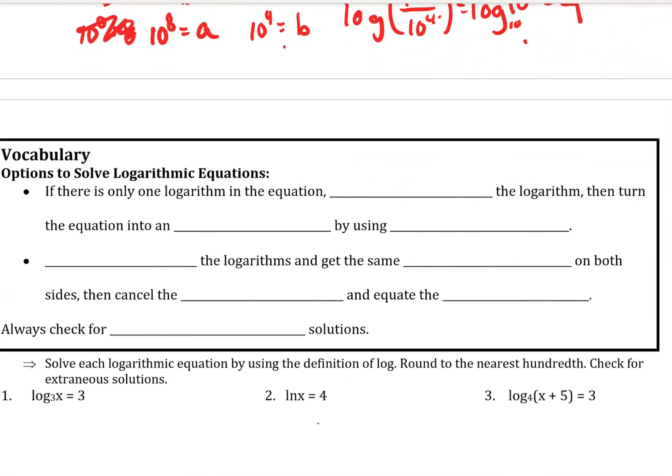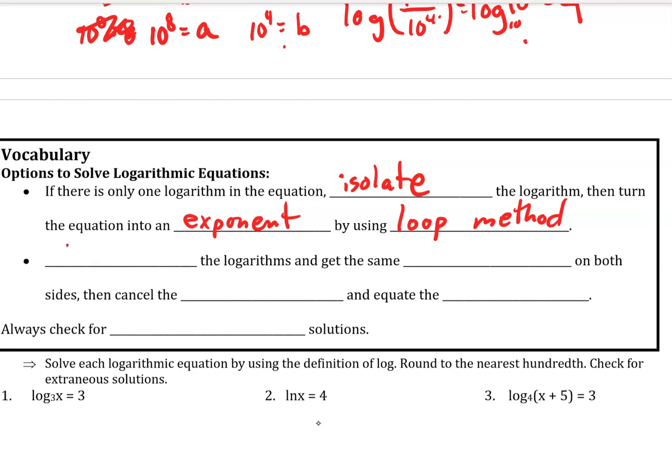Options to solve logarithmic functions. So the first thing we're going to do, if there is only one logarithm in the equation, we're going to isolate the logarithm. Then we're going to turn the equation into an exponent using the loop method. I'll be showing that in just a moment.